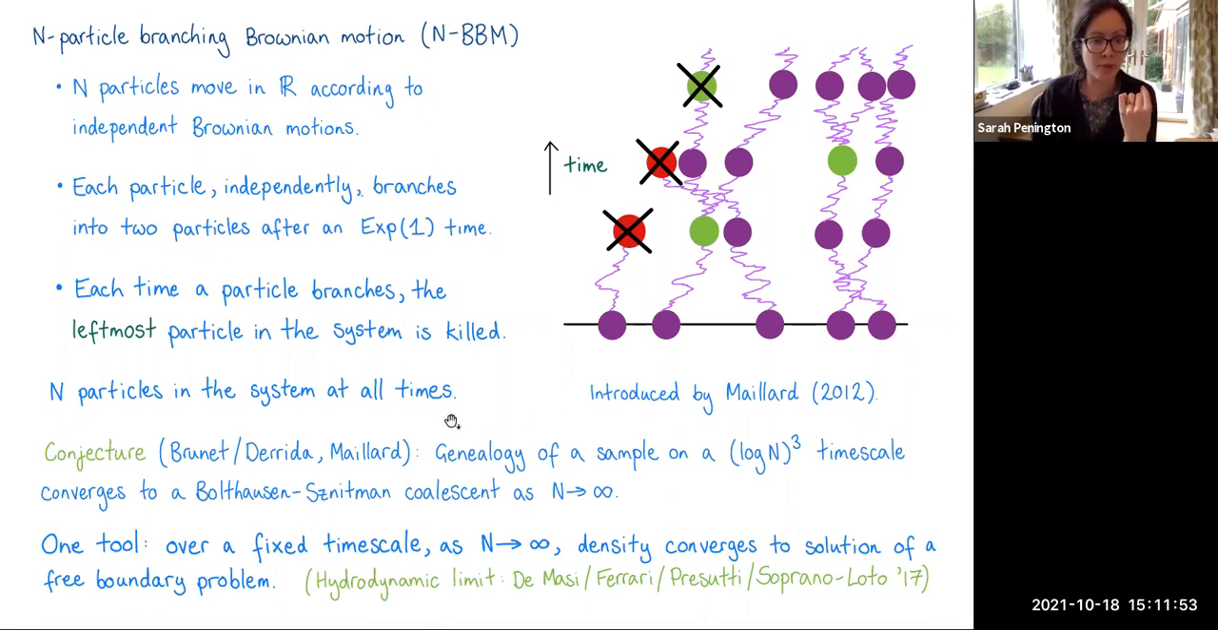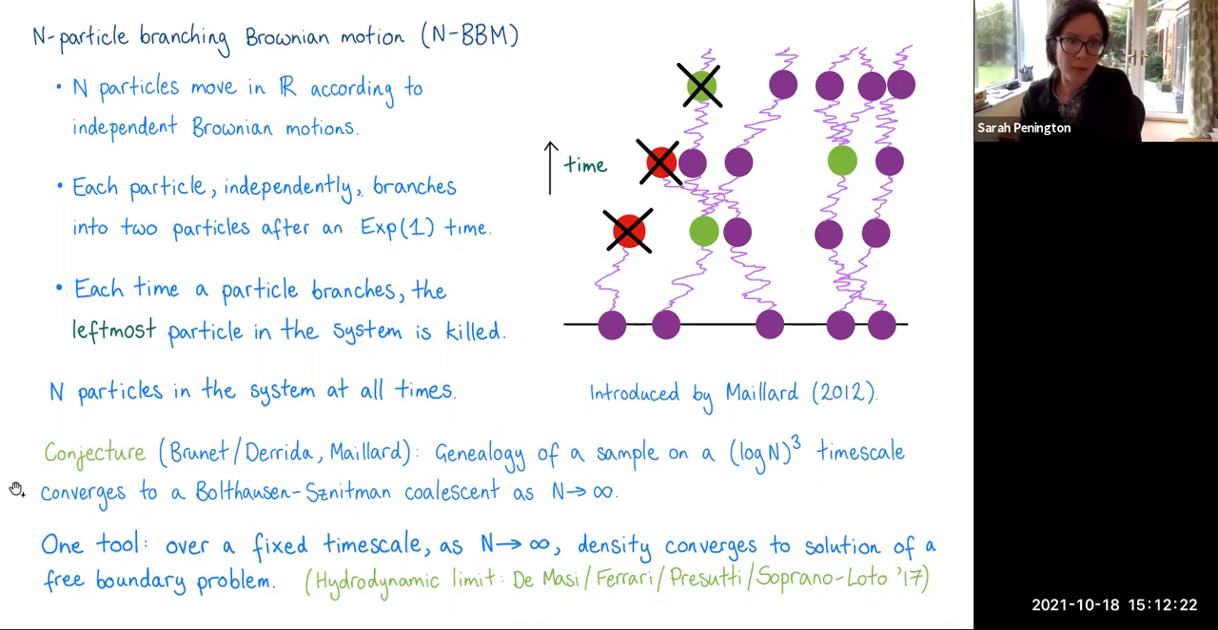But in order to make progress towards this conjecture, what you would need to do is strengthen this result to not just be over a fixed timescale, but, first of all, understand the long-term behavior of solutions of this free boundary problem, and then show that that long-term behavior governed the behavior of the NBBM over long timescales, the timescale of a genealogy, and not just on a fixed timescale.